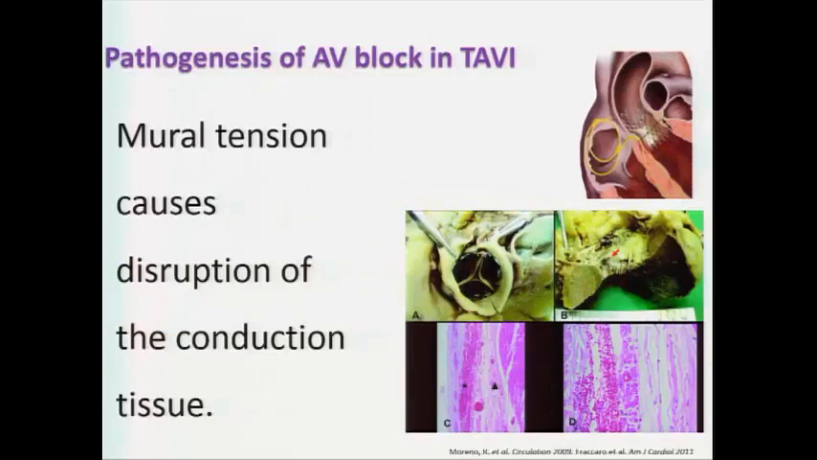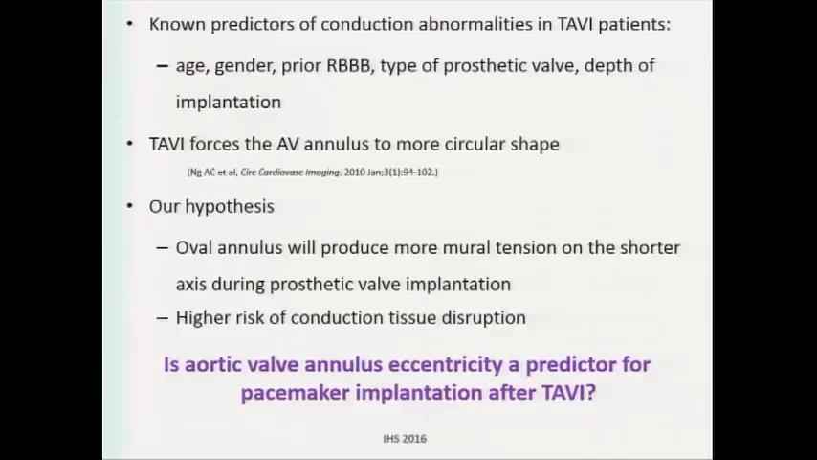Postmortem studies show that mural tension causes disruption of connection of the conduction tissue. There are actually microhemorrhages inside the His bundle and left bundle, and that shows it's not a simple inflammatory edematous process, and it's maybe irreversible. Known predictors of conduction abnormalities in TAVI patients include age, gender, prior right bundle branch block, type of prosthetic valve implanted, and depth of implantation.